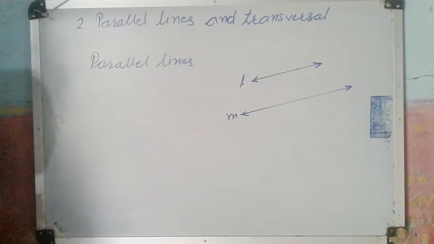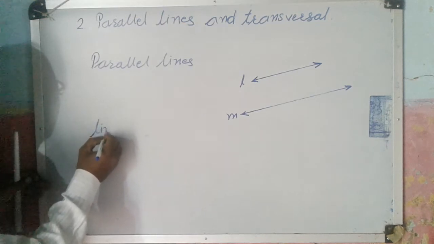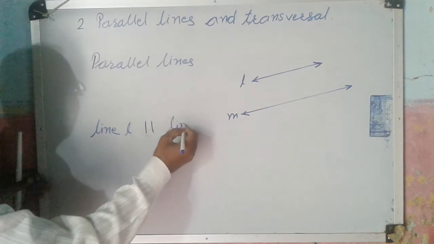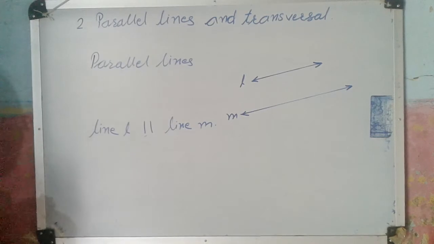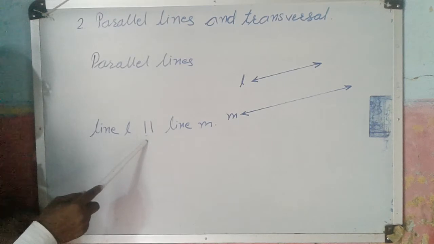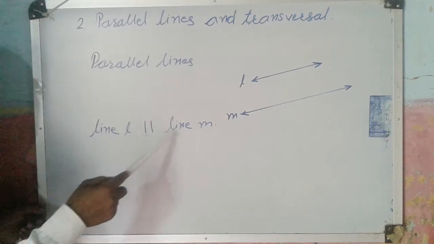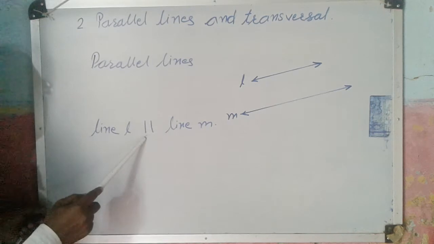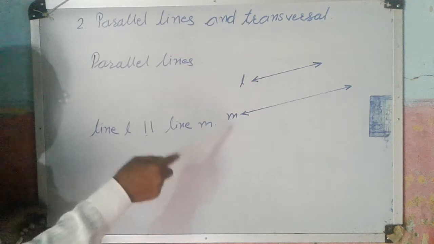Now here it is written as line L parallel to line M. This is the symbol to show parallel lines. So line L parallel line M. Symbolically it is written like this and it can be read like this, line L parallel to line M.